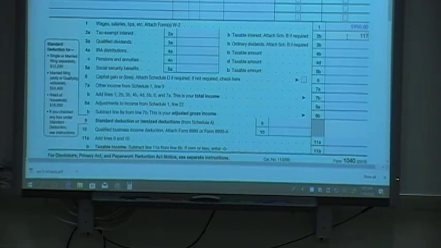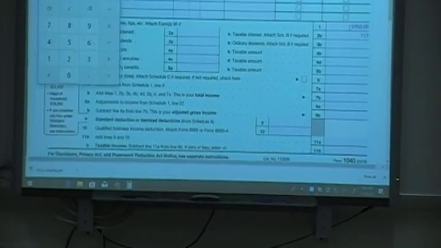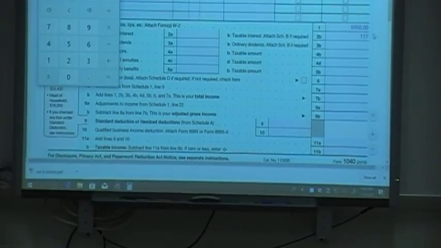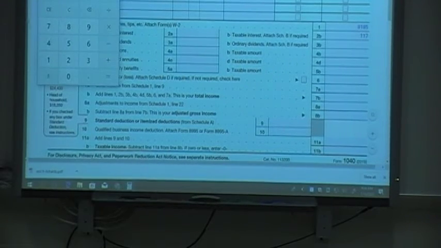Turn over, and she has 2 jobs, my friends. Okay, so Lisa earned $5,950 with her job at the garden center, plus $2,235 at McDonald's. So her total wages for box 1 is $8,185. Okay? $8,185 because we added up her income from the garden center and her income from McDonald's.